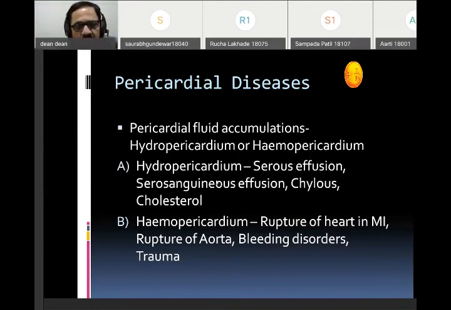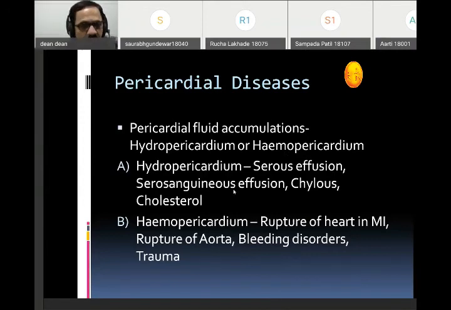Serous fluid is commonly seen in hydropericardium. Serous effusion is very commonly seen in generalized edema. Generalized edema is seen in liver disease like cirrhosis, nutritional disease like anemia and hypoproteinemia, and kidney disease. These lead to serous effusion in the pericardial layers. So this is the first one.